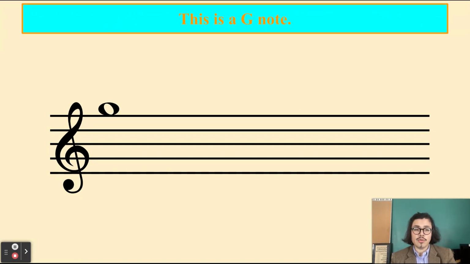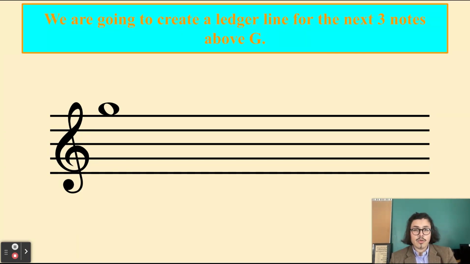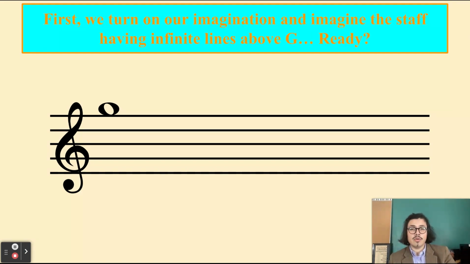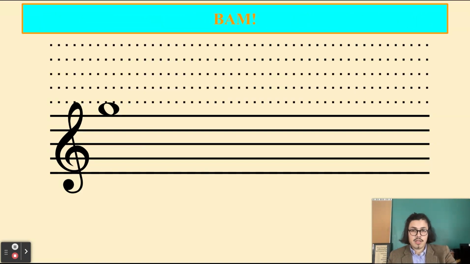So this is the G note, okay? As we know, it's in a space. We're going to create a ledger line for the next three notes above G. So that's going to give us four notes in a line. We're going to turn on our imagination and imagine the staff having infinite lines above the G note. Ready? There you go. Bam.